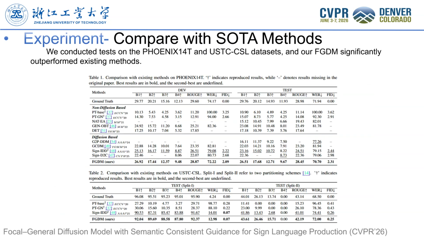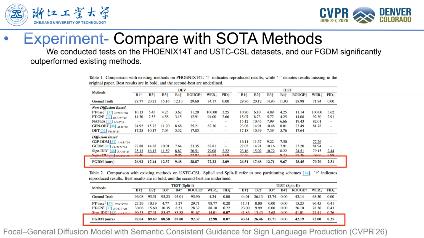In tables 1 and 2, we report backtranslation results for FGDM. Backtranslation means feeding the generated sign sequences into a pre-trained sign language recognition or translation model and evaluating them with various metrics. Here, BLEU and ROUGE measure translation quality, WER measures recognition accuracy, and FID evaluates feature space similarity. As we can see, our method outperforms existing models across all metrics on both datasets.